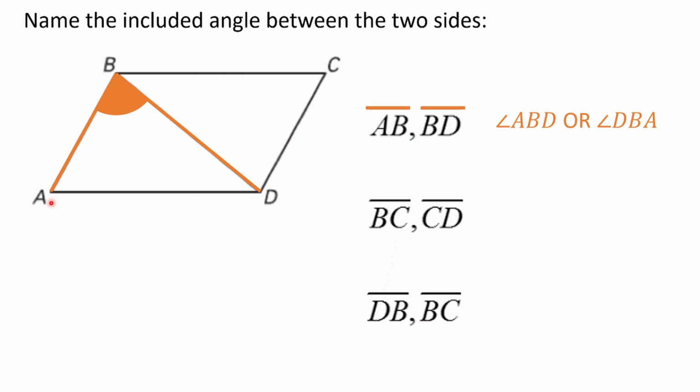The next pair of segments that I have, we'll mark in blue. So I have BC up top, and then I have CD on the right-hand side of that figure. So the included angle in between them, again, is what's formed by those two segments. And in this case, I have two options again. I can go from B to C to D, or I can go from D to C to B. Those would be the two ways that I could name this.